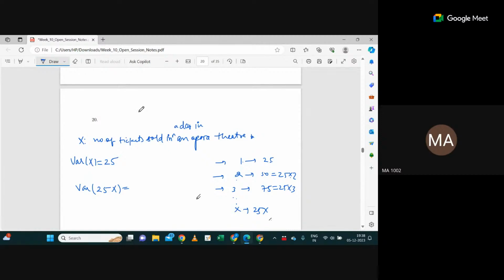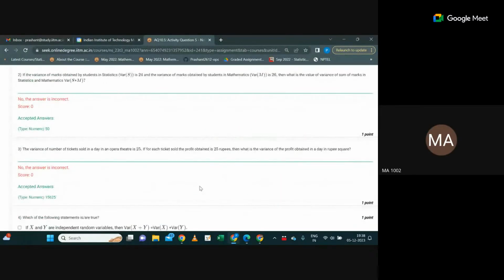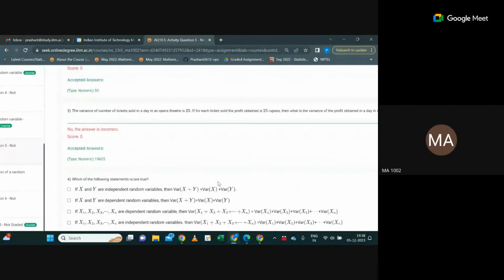And the variance of a constant times X is what? a squared times the variance of X. So it will be 25 squared times the variance of X. 25 squared is nothing but 625. What is the variance of X? 25. So this is nothing but 15625. Clear? So basically you have to identify the things. The rest of the calculation is very easy.